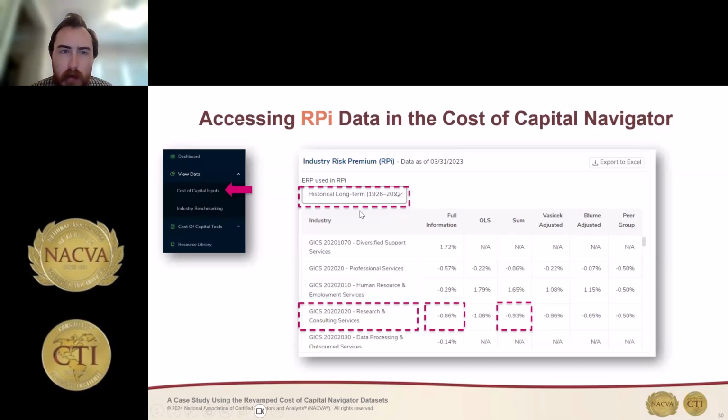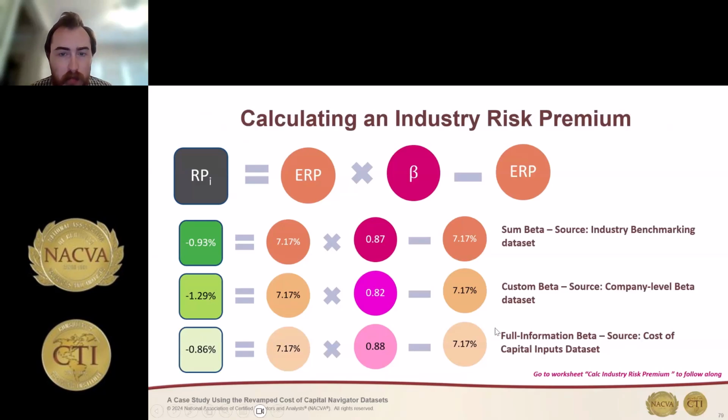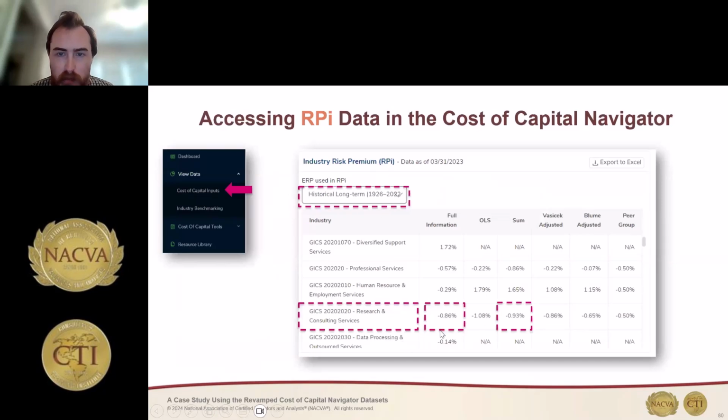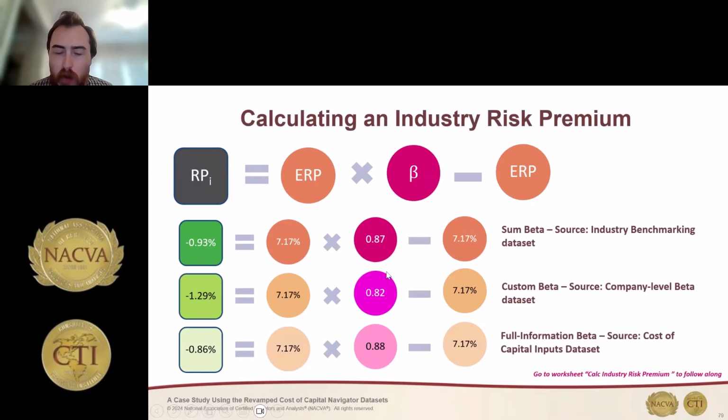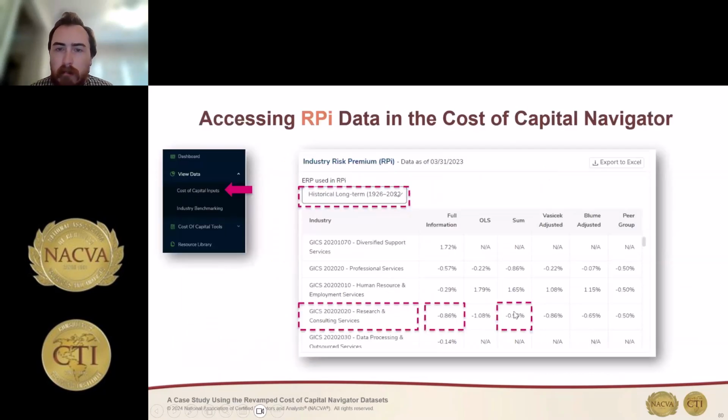The key thing is you see up above the historical long-term in that dropdown. Since the ERP is an input, it will allow you to change the ERP, so that it'll change the calculation of the industry risk premium. And we can see here off the shelf, as long as we're using that same ERP, we can see that our output is matching here, right? So for the full information beta, we have minus 0.86, and we can see that's coming right off the shelf. Same with the sum beta, minus 0.93, and you can see it's the same right here. So, as long as you know the ERP that you're using, it'll make sure that you have the correct calculation for your industry risk premium.